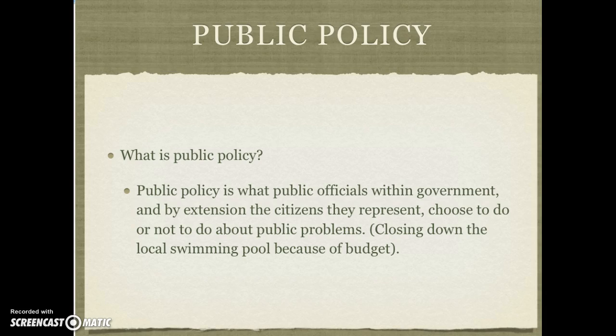So in this case, for example, closing down the local swimming pool because of budget cuts, that becomes a public policy. Whatever happens with this particular issue becomes a public policy. So if they elect to shut down the local swimming pool during the summer because there aren't sufficient funds to operate and staff that local swimming pool, that's a public policy decision, okay? And so that's important to understand, because things that councils do when they adopt the budget, that's public policy. So it's important that you just understand this concept of public policy.